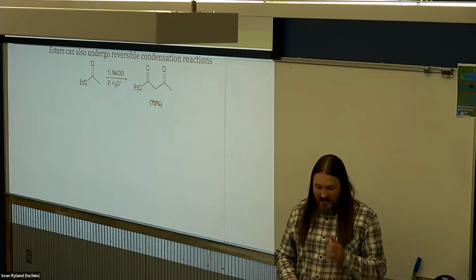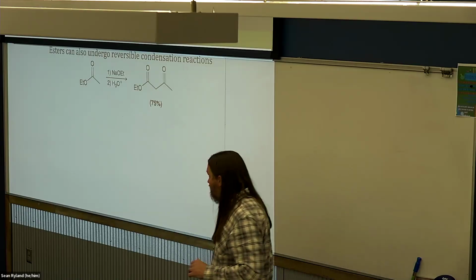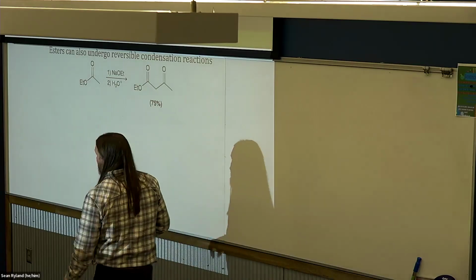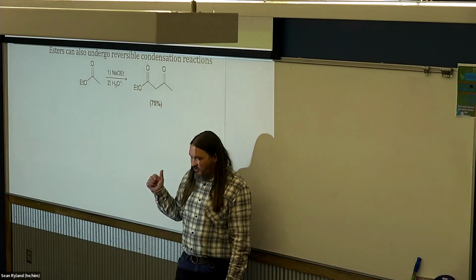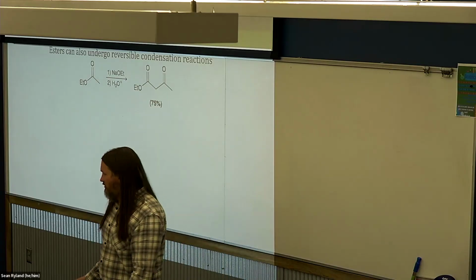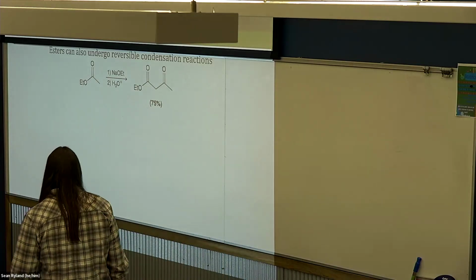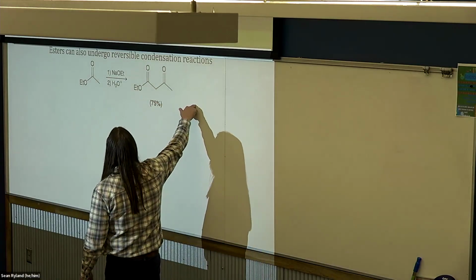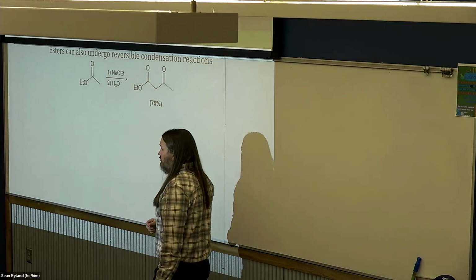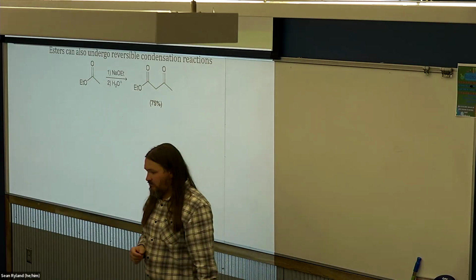All right, let's talk about another type of condensation reaction. So far, we've just been talking about alpha carbons and aldehydes and ketones, right? But they're not the only carbonyl functional groups that have alpha carbons. In particular, esters will also go through a condensation reaction.